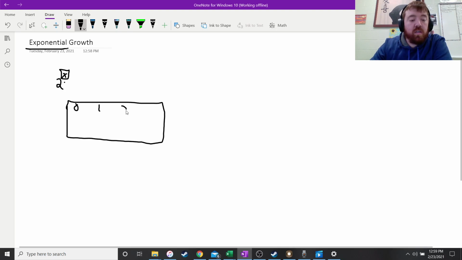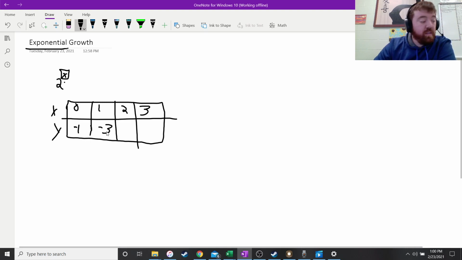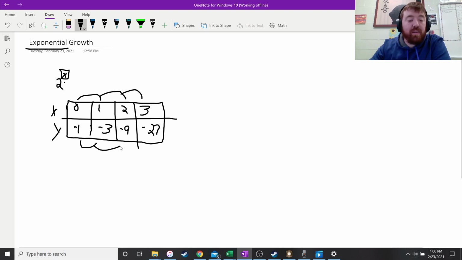0, 1, 2, 3. If our x values are these and our y values are -1, -3, -9, and -27. So we want to see every time we add 1 to our x value, do we have a common ratio between these? So this one you're going to multiply by 3, multiply by 3, multiply by 3.